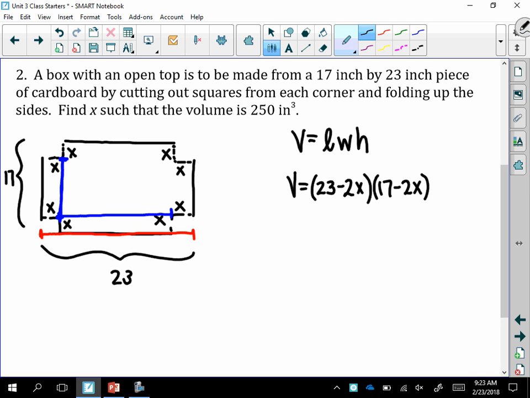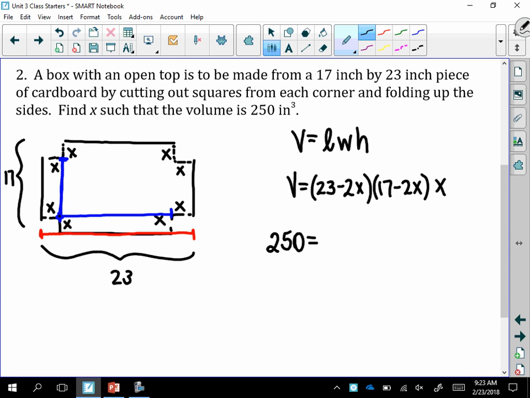And then finally, the height. Now, as I fold up these sides, what's going to become the height? x. So we have an expression for the length, for the width, and for the height. And what I know is I want this volume to be 250 cubic inches. Well, if I multiply all this out, I'm going to end up with a polynomial.